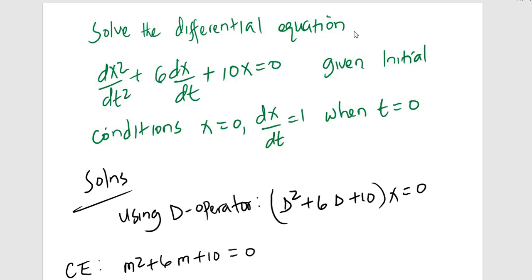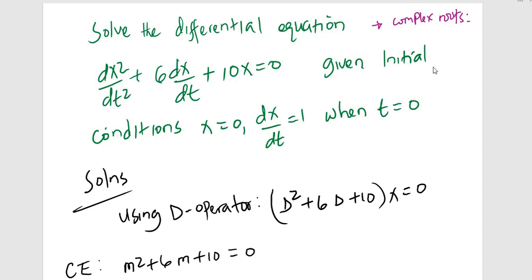Today I'm going to solve a differential equation and we are going to find out that this one has a characteristic equation with a complex root. Now, solve the differential equation: d²x/dt² plus 6 dx/dt plus 10x is equal to 0. This is telling us that the function x varies with the time according to this differential equation.